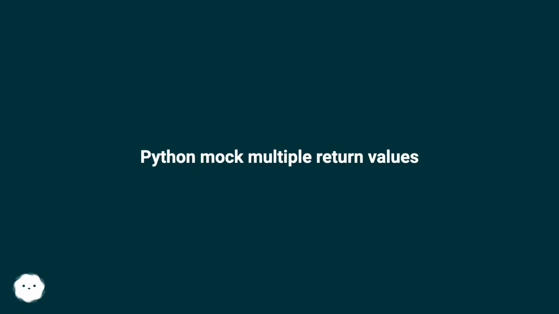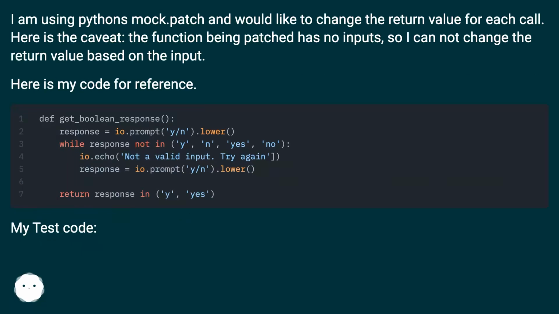Python mock multiple return values. I am using Python's mock.patch and would like to change the return value for each call. Here is the caveat. The function being patched has no inputs, so I cannot change the return value based on the input. Here is my code for reference.